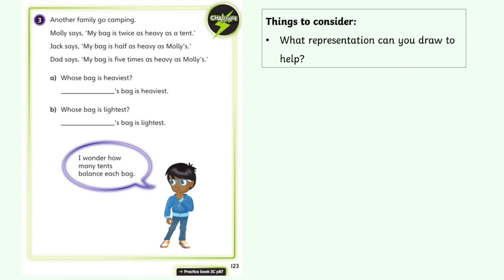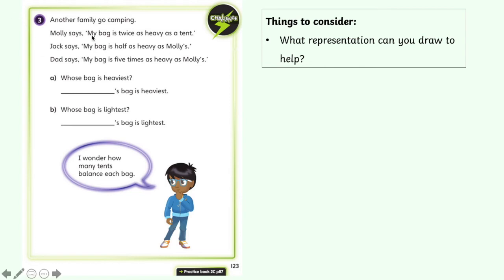Now, normally I would get you to have a go at this, and you can click pause here and get straight into this and have a go. But if you want, you can keep watching, and I'm going to show you how you can use bar models to answer a question like this. Now, there's a lot of information in this question, and there's a lot of steps. And that's why it's a challenge question. But using bar models, we can work through this really easily. Let's have a look at this first bit.